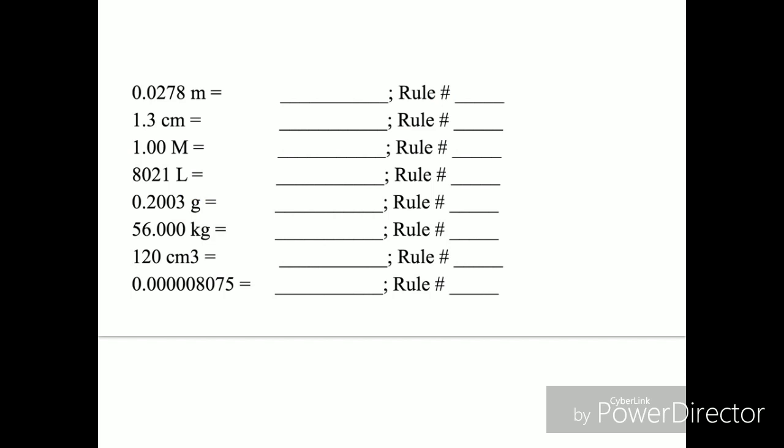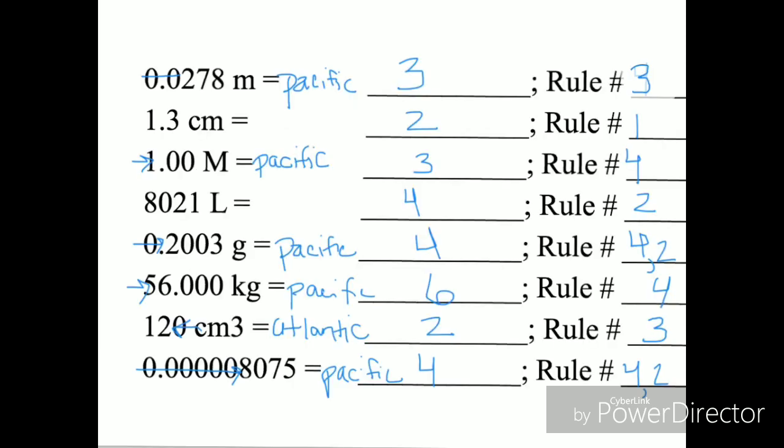Now it's time for you to practice to see if you have mastered counting the number of significant digits in a number. Pause the video and try these examples. Okay, let's go over examples and check your work.